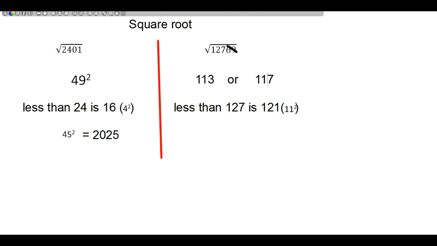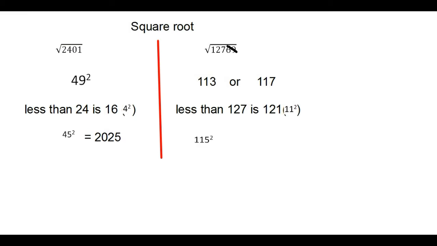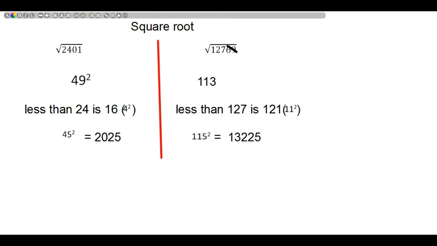Now, exactly what comes between 113 and 117 is 115. What is 115 squared? 115 into 115 is 13225. And this number 12769 is less than 13225. If it is less than 13225, its square root should be less than 115. What is less than 115? 113. So 113 is the correct answer, and this gets cancelled.